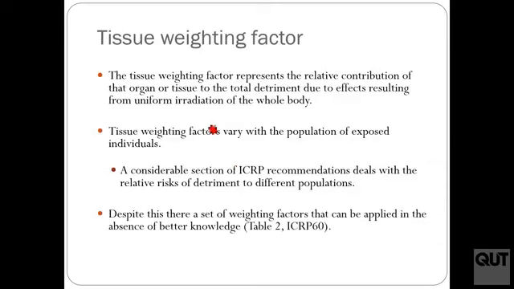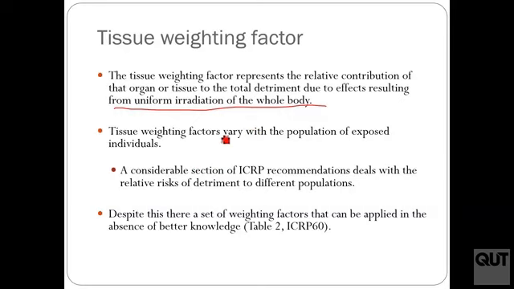So the tissue weighting factor represents a relative contribution of a particular organ or tissue to the total detriment of the organism, so the person, resulting from a uniform radiation of the whole body. So if you irradiate the whole body, what's the contribution of each different organ to the total detriment of the body? But sometimes you don't irradiate the whole body. So for example, in medical situations, so medical imaging and radiotherapy, you're only irradiating a few tissues.